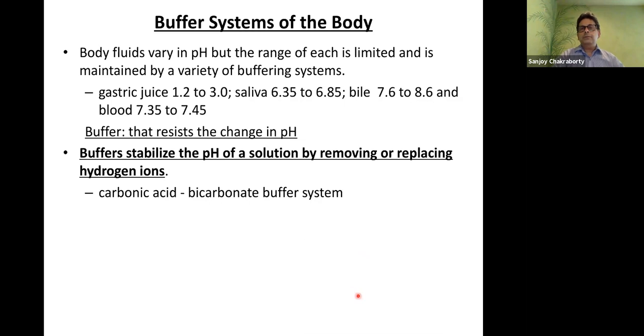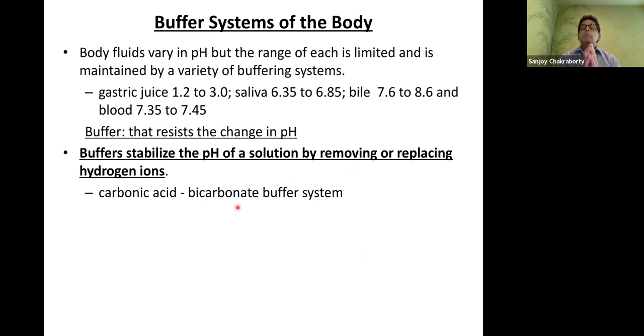What is buffer? Buffer stabilizes the pH of a solution by either removing or replacing hydrogen ion. So if you add more hydrogen ion, they will remove it. If you take away more hydrogen ion, they will add it. That's called buffer. Blood pH is approximately 7.35 to 7.45, so they said plus minus 7.4.